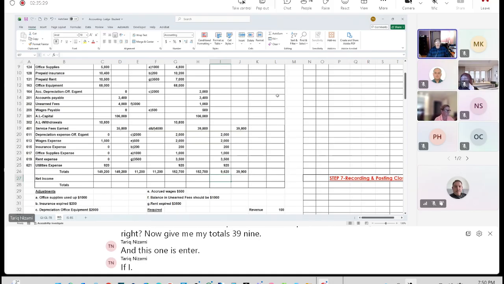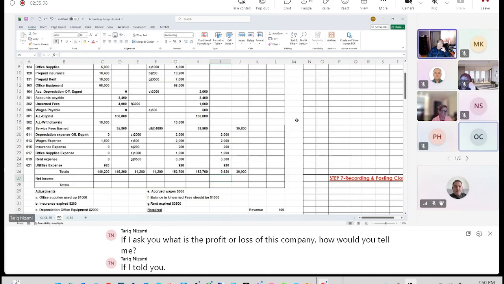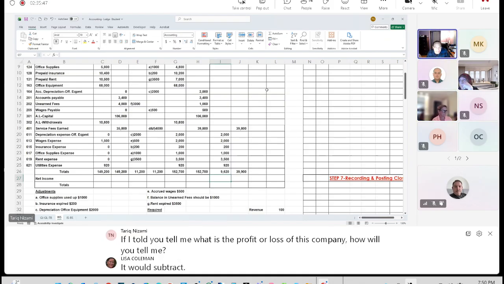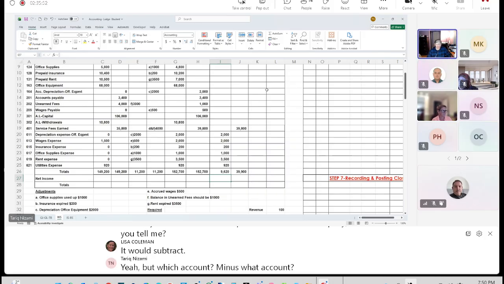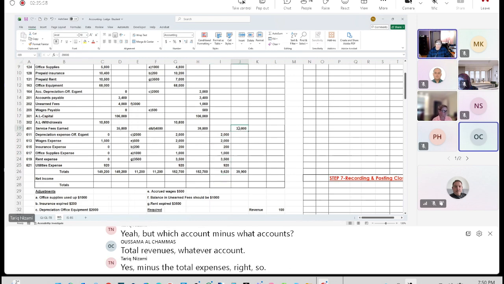If I ask you, what is the profit or loss of this company, how would you tell me? It would be the balance, the subtraction. But which account minus what accounts? Total revenues minus the total expenses, right?